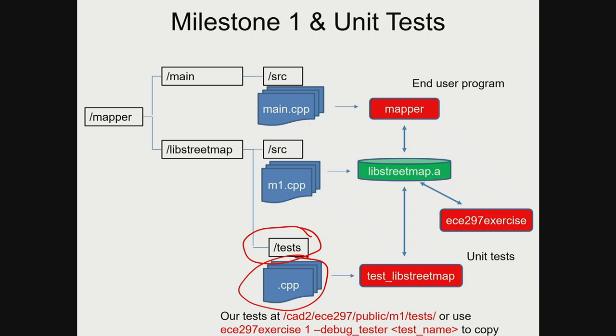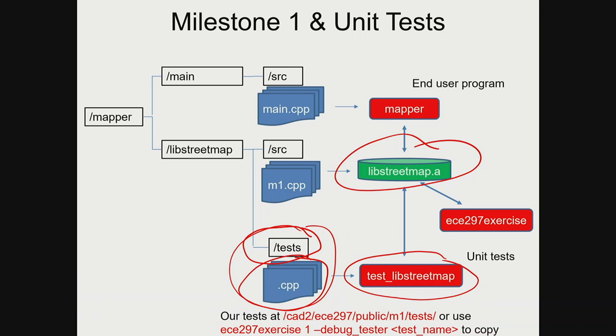When you compile these files, they make a different executable. So not mapper, they make an executable program called test libstreetmap. And test libstreetmap, all it wants to do is call your functions in your library. So executables can call into libraries. So it's going to call into the libstreetmap library. It's going to make sure your functions work.